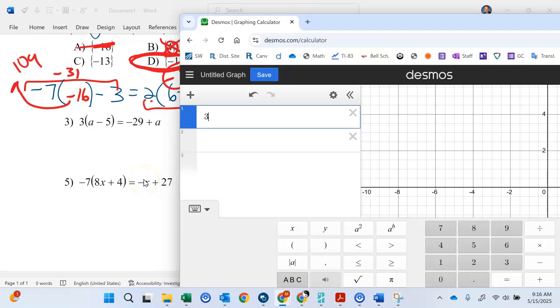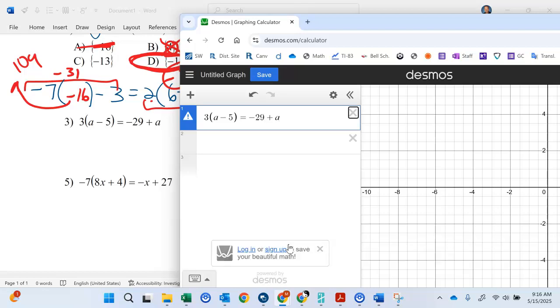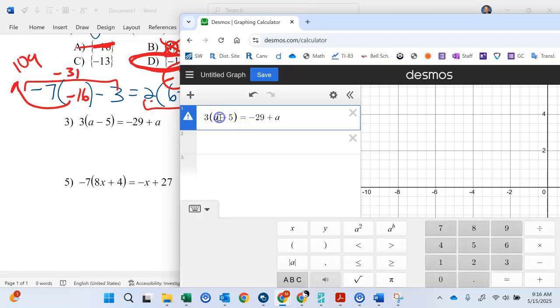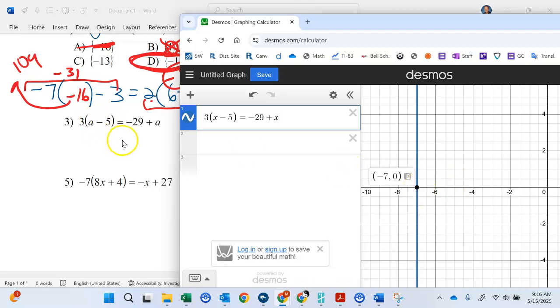I'm going to go 3 parenthesis A, should be a valid number, but if you're going to use one letter for a variable, you got to use it for all the other ones. Okay, equals negative 29 plus A. Okay, so it's not letting me use A. So if you see one with A, just replace it with X, okay? There you go. And I got my blue line, and what's the answer choice? Negative 7. Isn't that nice?